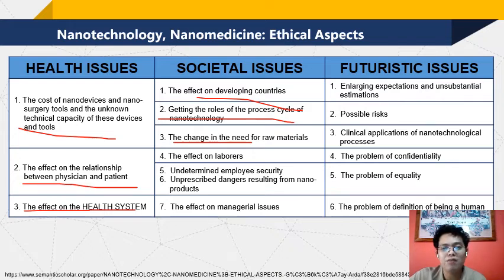The change in the need for raw materials. As I mentioned a while ago, when there is a change in the need for raw materials, it could deeply impact the developing countries because they are the ones who are only utilizing conventional ones, not the nanomaterial one. And then the effect on laborers as well. So that's another issue. Undetermined employee security. Again, that's because there is a need for raw materials.